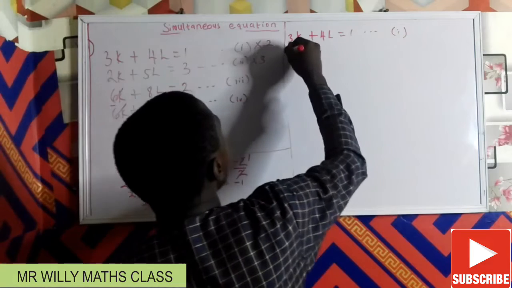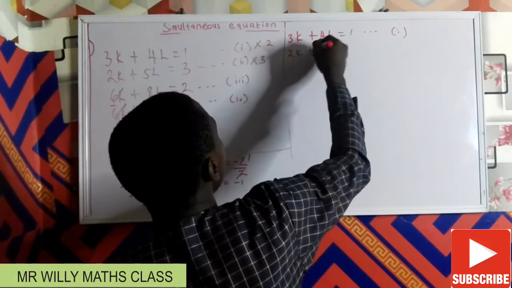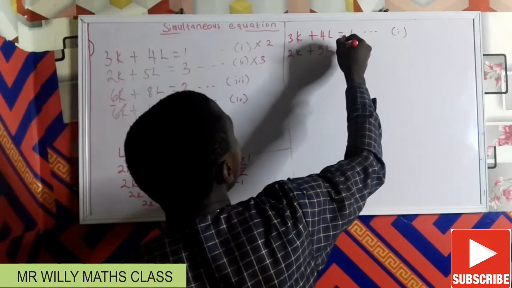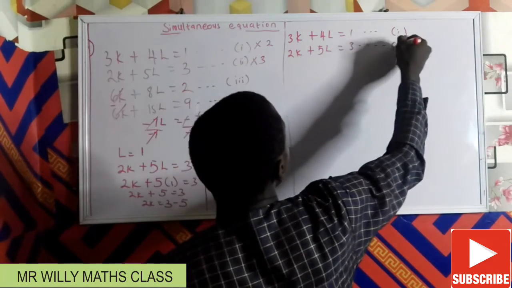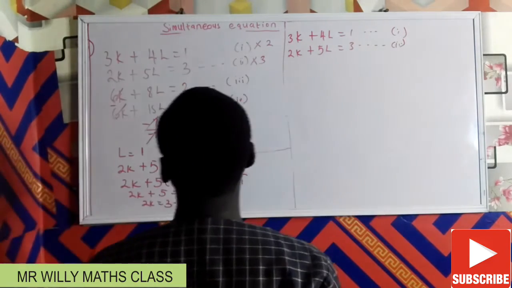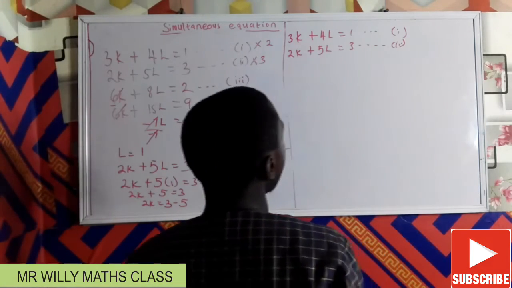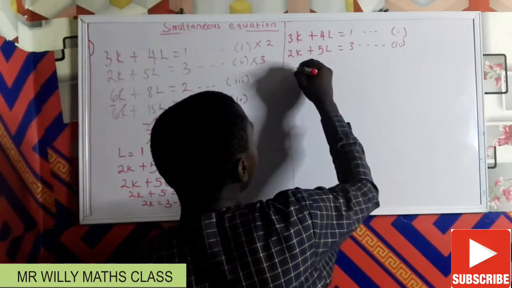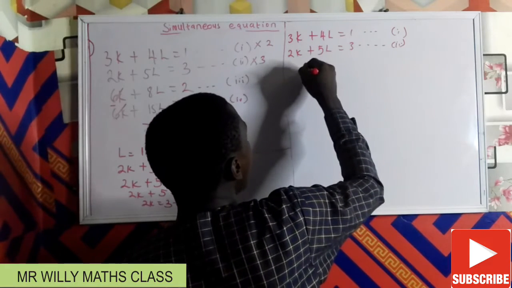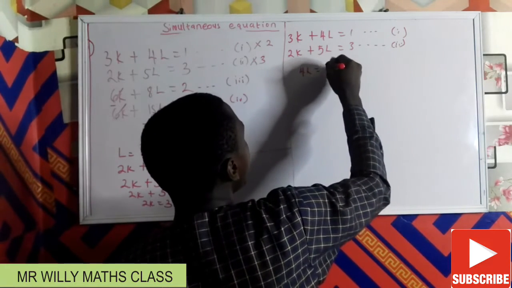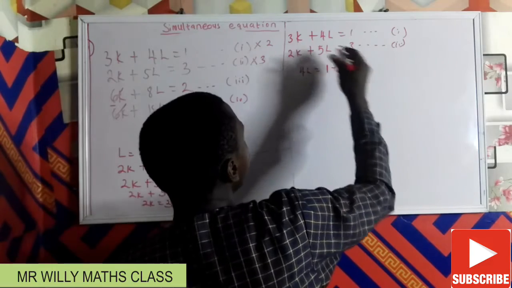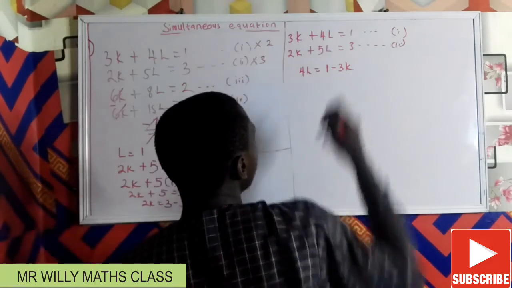We're having 2K plus 5L equals 3 as our equation 2. This time around, I want us to solve for L first. Let's solve for L. So I'm going to start from equation 1. Now, you know that from equation 1, we can say that 4L equals 1 minus 3K. All you need to do is move this 3K to the other side, it turns to minus.